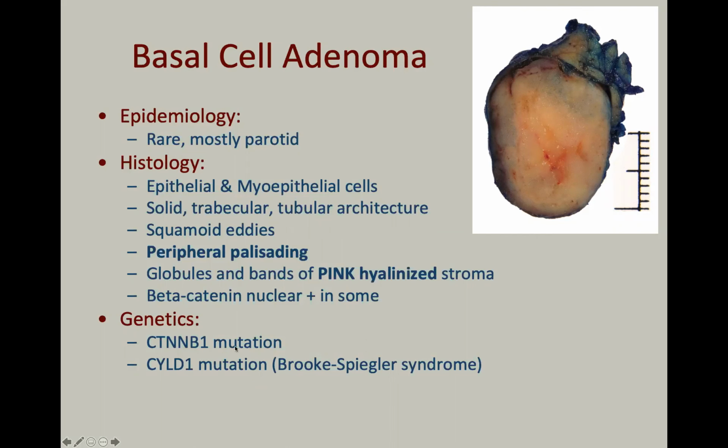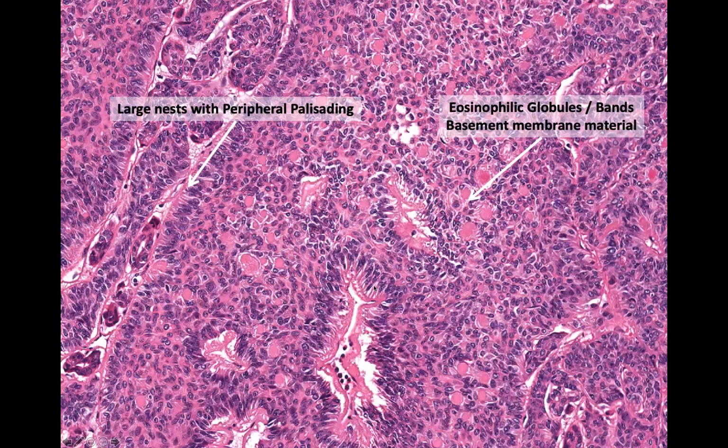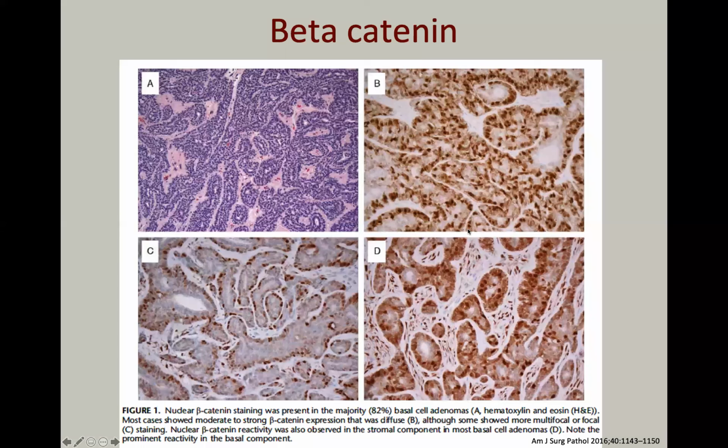Some of them also have mutations in the beta-catenin gene. Here's an example of adenoma, clean border, very blue or so-called basaloid, cells with high N/C ratios, peripheral palisading at the edges of these nests, and these eosinophilic globules in the stroma. Here's an example of beta-catenin nuclear expression in some basal cell adenomas, so that can help in the diagnosis if you find it, but it is not present in all BCAs, just a good percentage.